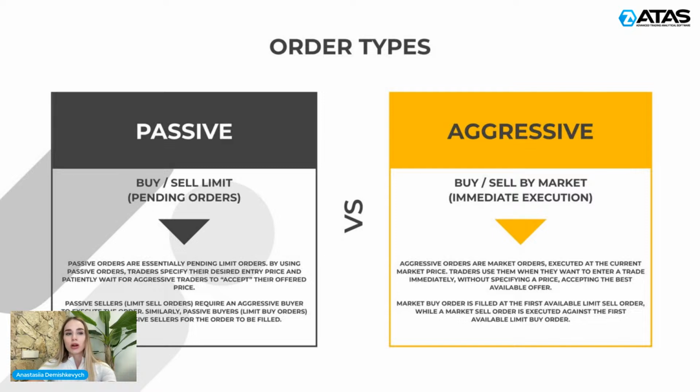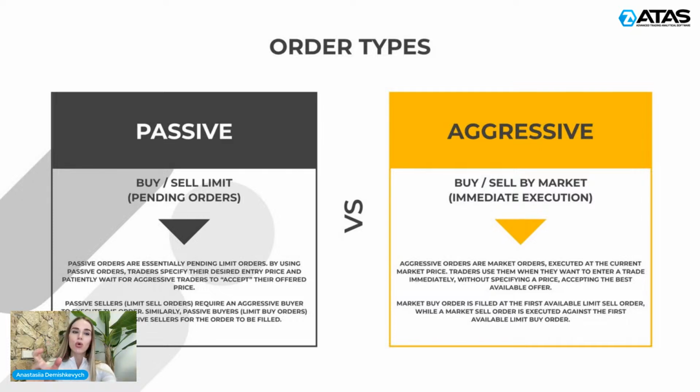Now, here is something important to understand, as we already talked about in our first webinar of the series: passive sellers, those who place limit sell orders, rely on aggressive buyers to come in and fill those orders. In other words, a sell limit order is matched with a buy market order to be filled. Similarly, passive buyers placing limit buy orders depend on aggressive sellers for their orders to be filled.